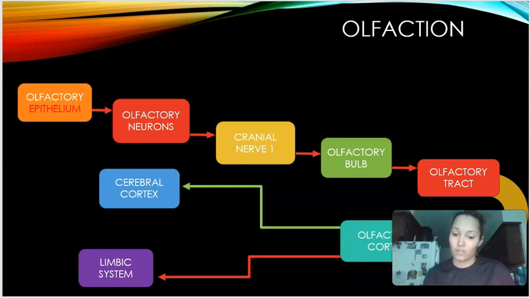Olfactory neurons are G-protein linked membrane receptors. The limbic system, the pathway from your olfactory cortex to your limbic system, involves your amygdala and your hippocampus. Here you have emotional associations for smells that are triggered and allow you to remember specific memories associated with those specific smells.